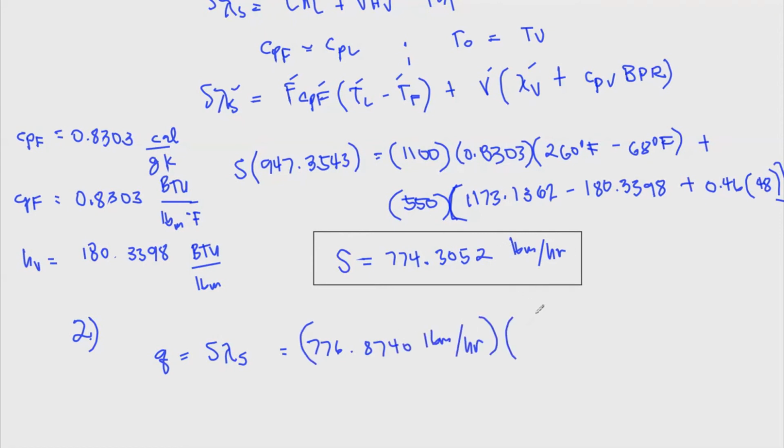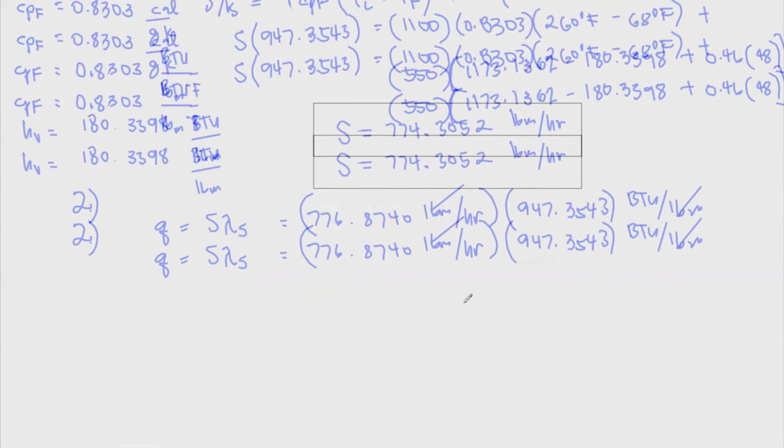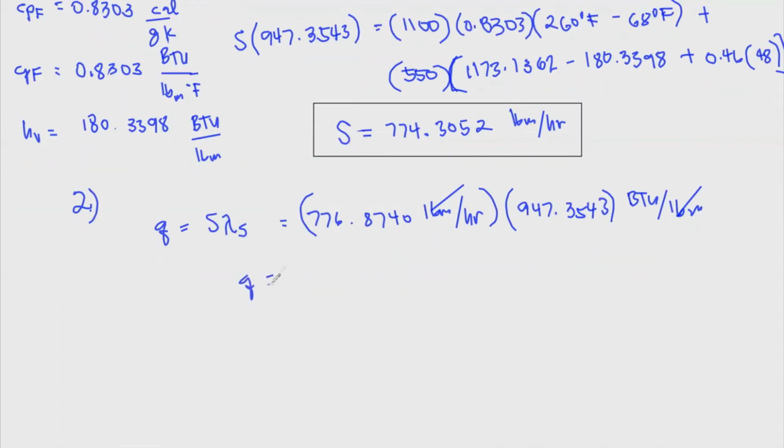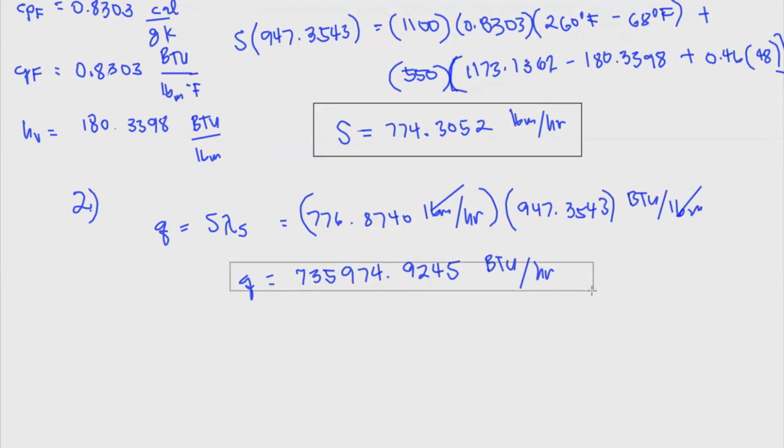And we multiply that with our lambda S, so that's 947.3543, and then that's in BTU per pound mass. Now we cancel this pound mass, so we're left with the unit of work, that's BTU per R. So Q is equal to 735,974.9245 British thermal unit per R. Okay, so this is our answer for the second question. That's our power requirement.